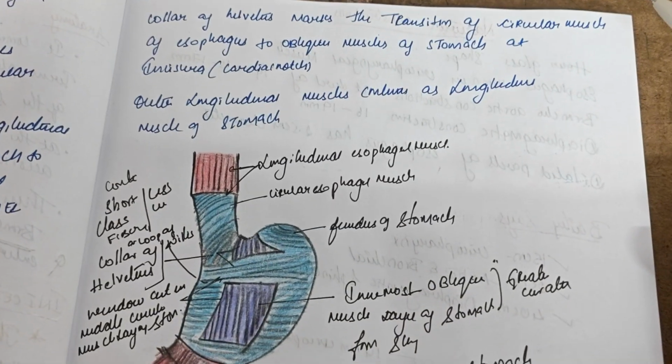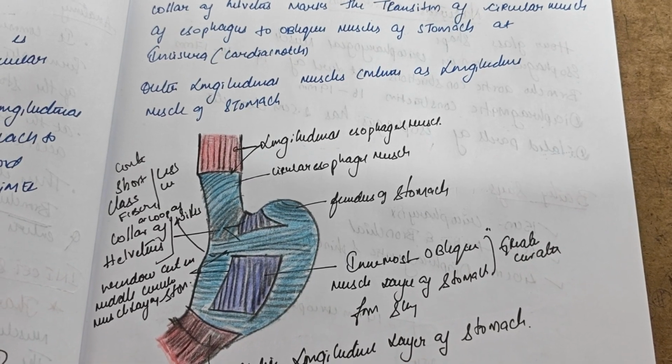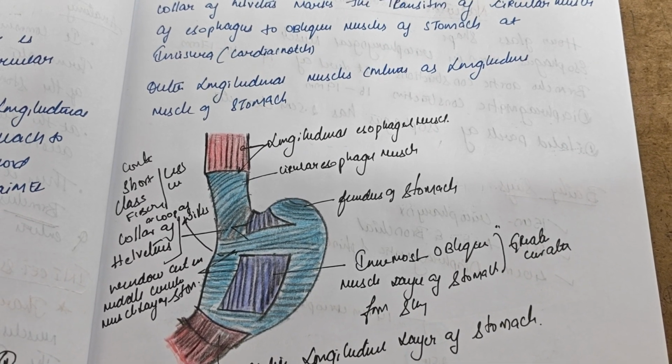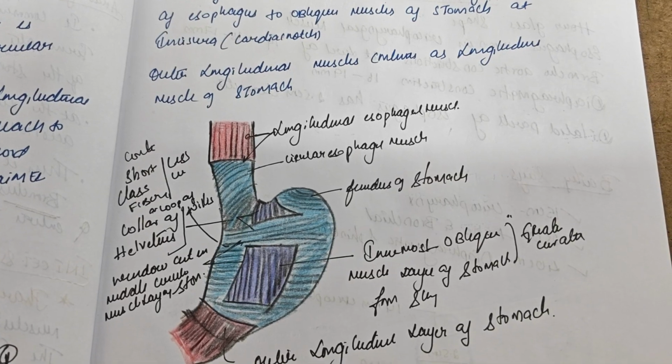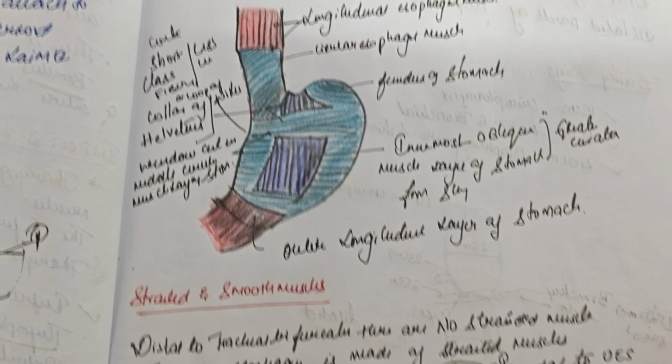Okay, the collar of Helvetius marks the transition of circular muscles of the esophagus to oblique muscles of the stomach at the incisura, that is the cardiac notch. The outer longitudinal muscles continue as longitudinal muscles of the stomach. Now, what is it trying to tell us?